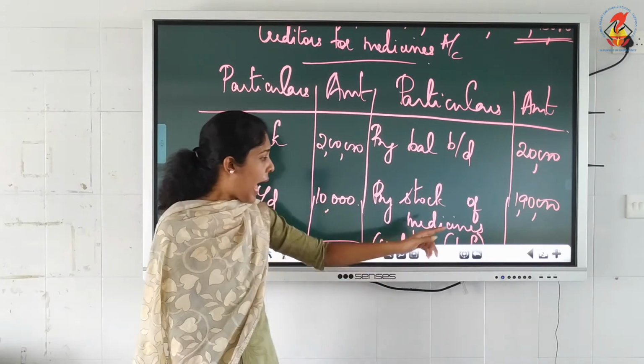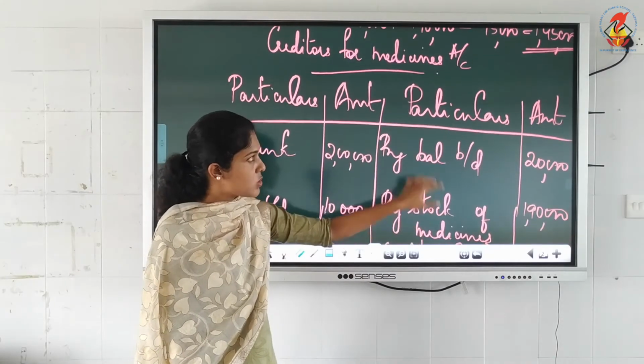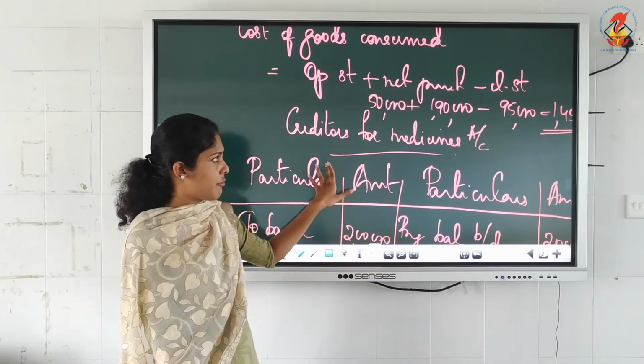You have to add it with this purchases. Credit purchases we got 1,90,000. Here we have taken only that. We don't have any other information.